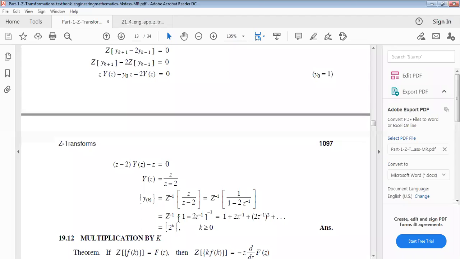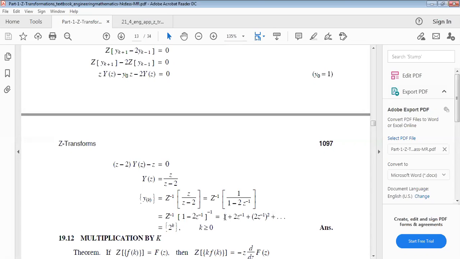The inverse Z transformation of this is actually the series of 1 over 1 minus x, a polynomial in x, where x means 2 into z to the power minus 1. That means 1 plus x plus x squared plus x cubed, which will never finish, up to infinity. So x here is 2 into z to the power minus 1. Now the transformation of this series: the coefficient of the whole series will be 2 to the power k, for k greater than or equal to 0.